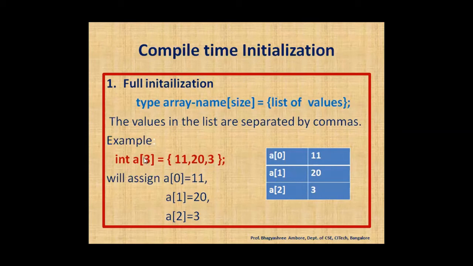The syntax is data type, name of the array, size of the array. Whatever the size I mention, those many values I'll group in curly braces, separate them using commas, and end with a semicolon. This is compile time full initialization.